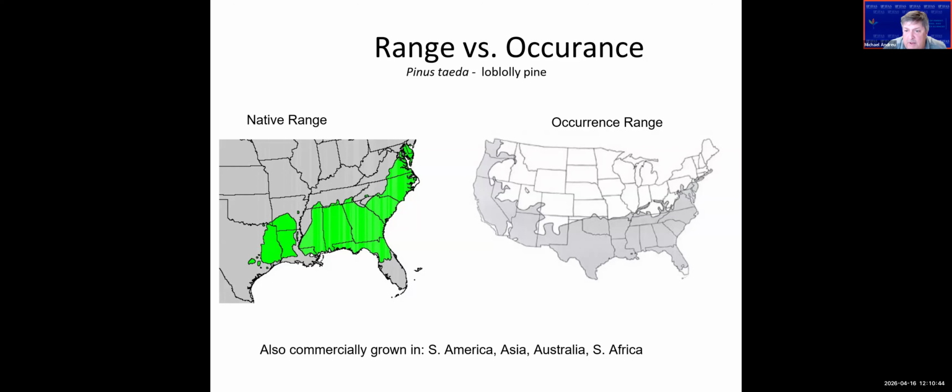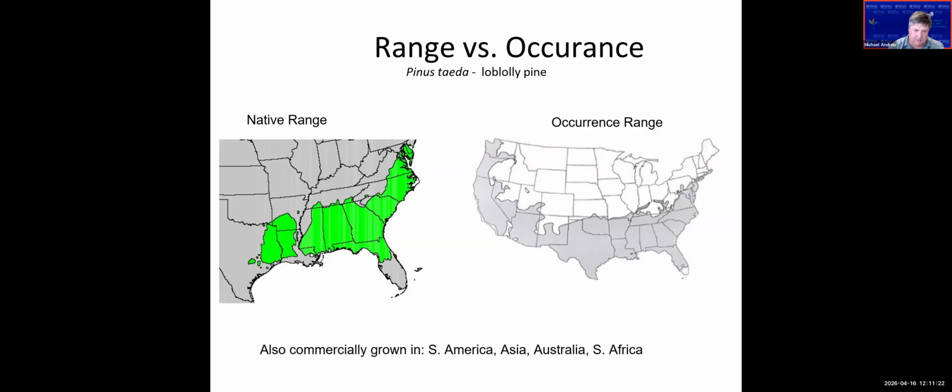So the first thing I want to think about is range. When we think about a tree species, it evolved in a certain area, and so it has what we call a native range. In this case, the map on the left shows the native range of where loblolly pine, Pinus taeda, grows. You can see it extends north of Virginia, all the way down through Florida, and west over to Texas. That's its native range.